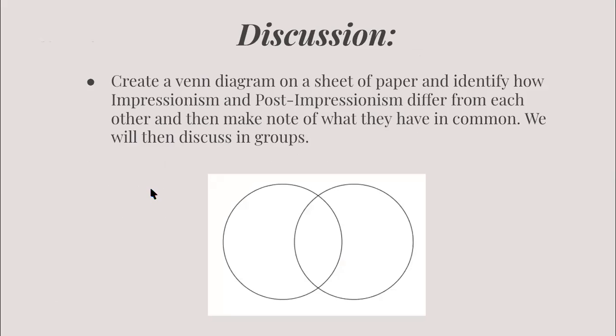So we're going to be creating, or you're going to be creating, a Venn diagram on a sheet of paper. So whatever sheet of paper you have around you, a lined sheet of paper is fine for something like this, and identify how Impressionism and Post-Impressionism differ from each other, and then make note of what they have in common. We will then discuss these items or this Venn diagram that you create in groups.